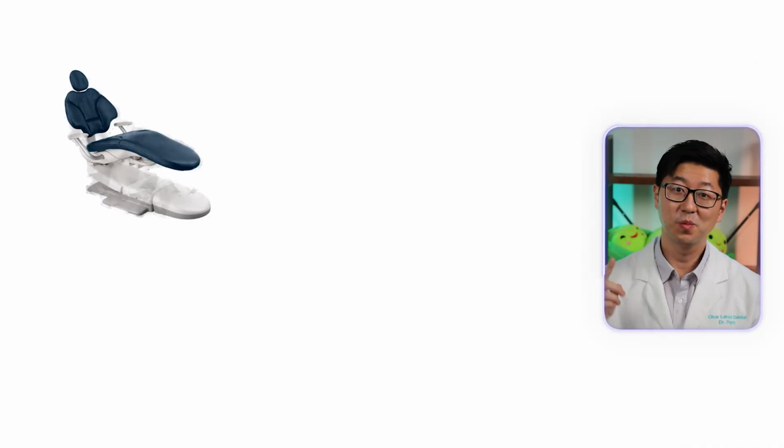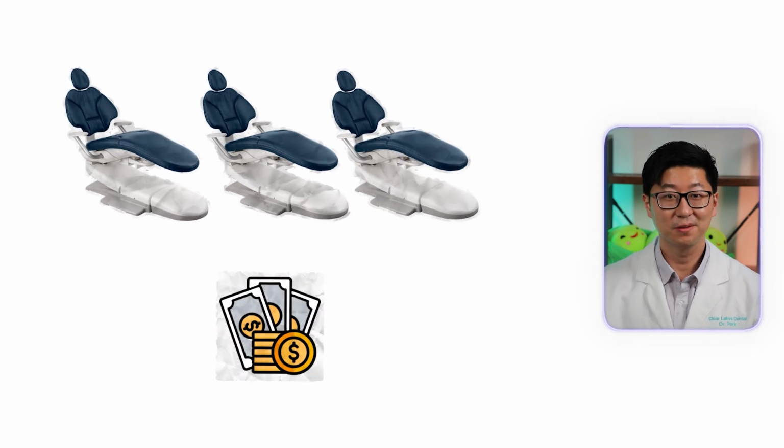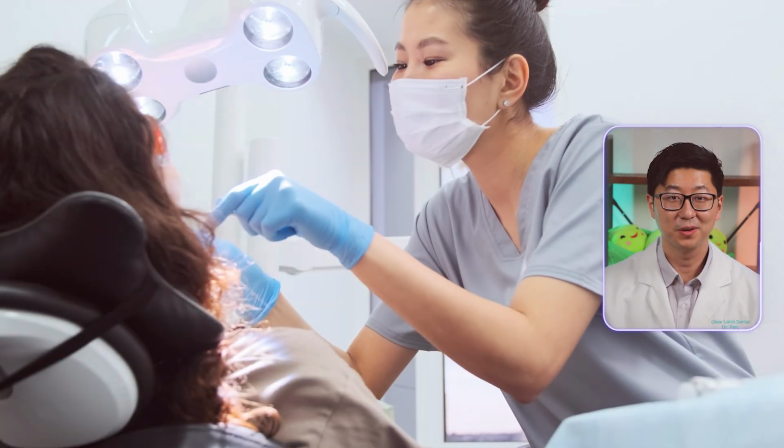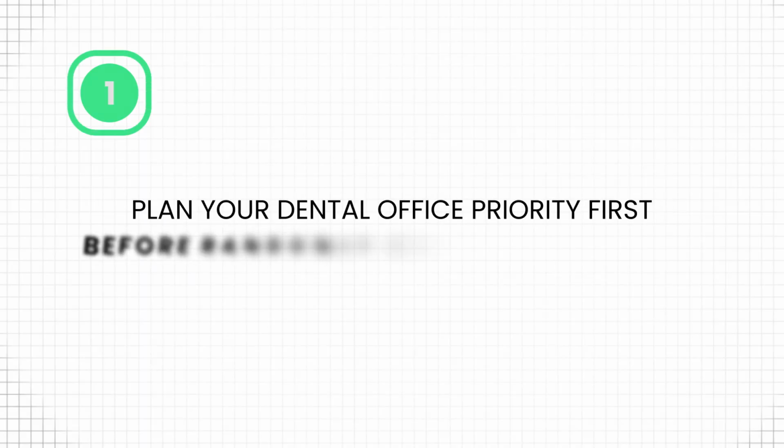It's quite literally having the patients come in, treating them, and then going to the next. But with more operatories, the more you can multiply your revenue by the number of operatories. Or, simply put, one of the main drivers for revenue in your business will be the number of dental operatories. So pro tip number 1, plan your dental office priority first before randomly drawing a floor plan. And with that intro, let's take a look into our CLD floor plan.